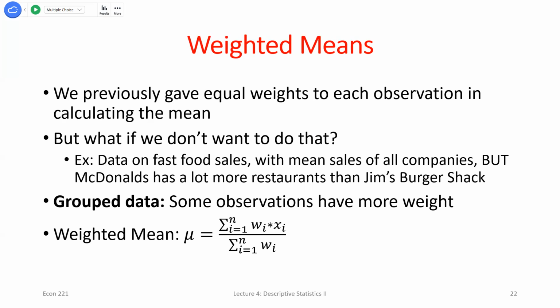So let's say I wanted to find the average fast food sales, and I've got McDonald's, and then I've got some local company, say Jim's Burger Shack, right? Well, I don't want to simply add up my observations and divide by the number of observations I have, because the observation value that I can see for Jim's Burger Shack represents one company, one location, while McDonald's might represent thousands, right?